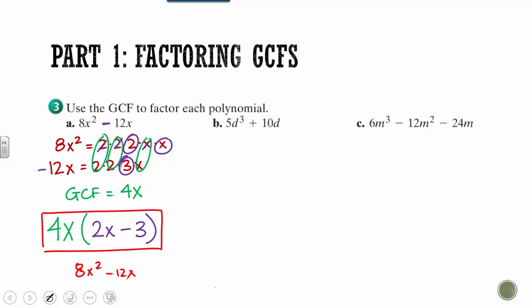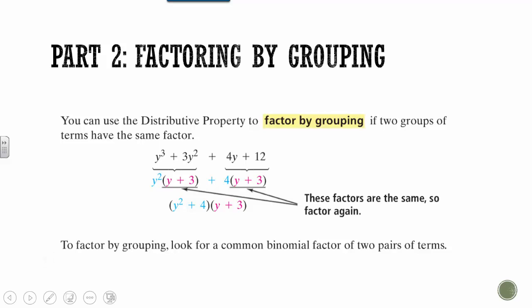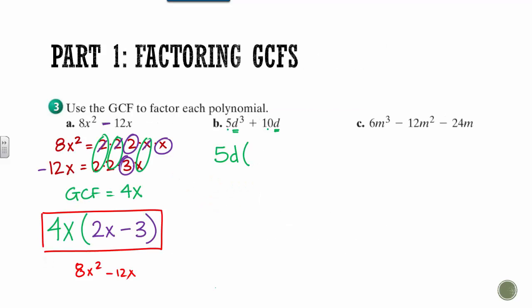So if we look at the next one, just take a look at your numbers first, 5 and 10. The biggest number that they have in common is 5, so I'm going to take that out. This guy has 3 D's, and this guy only has 1, so I can only take 1 out. And then ask yourself, what would I need to multiply 5D by to give me 5D cubed? Well, I already have the 5, and I'm missing 2 D's, so it needs to be D squared here. And to multiply 5D by something to get 10D, I would just multiply it by 2, because I have all the D's there. I want you guys to try this one on your own.